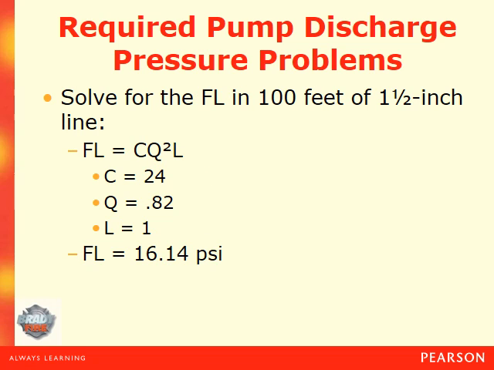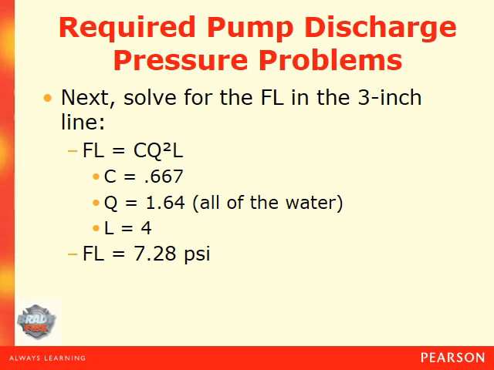Next, we're going to figure out our friction loss in that 100-foot attack line. So we get our coefficient from our chart, which is 24. We know we're flowing 82 gallons per minute. So again, we divide that by 100. That gives us 0.82. And then L is our length of hose divided by 100, which is 1. We multiply it all out, and we get a friction loss of 16.14.